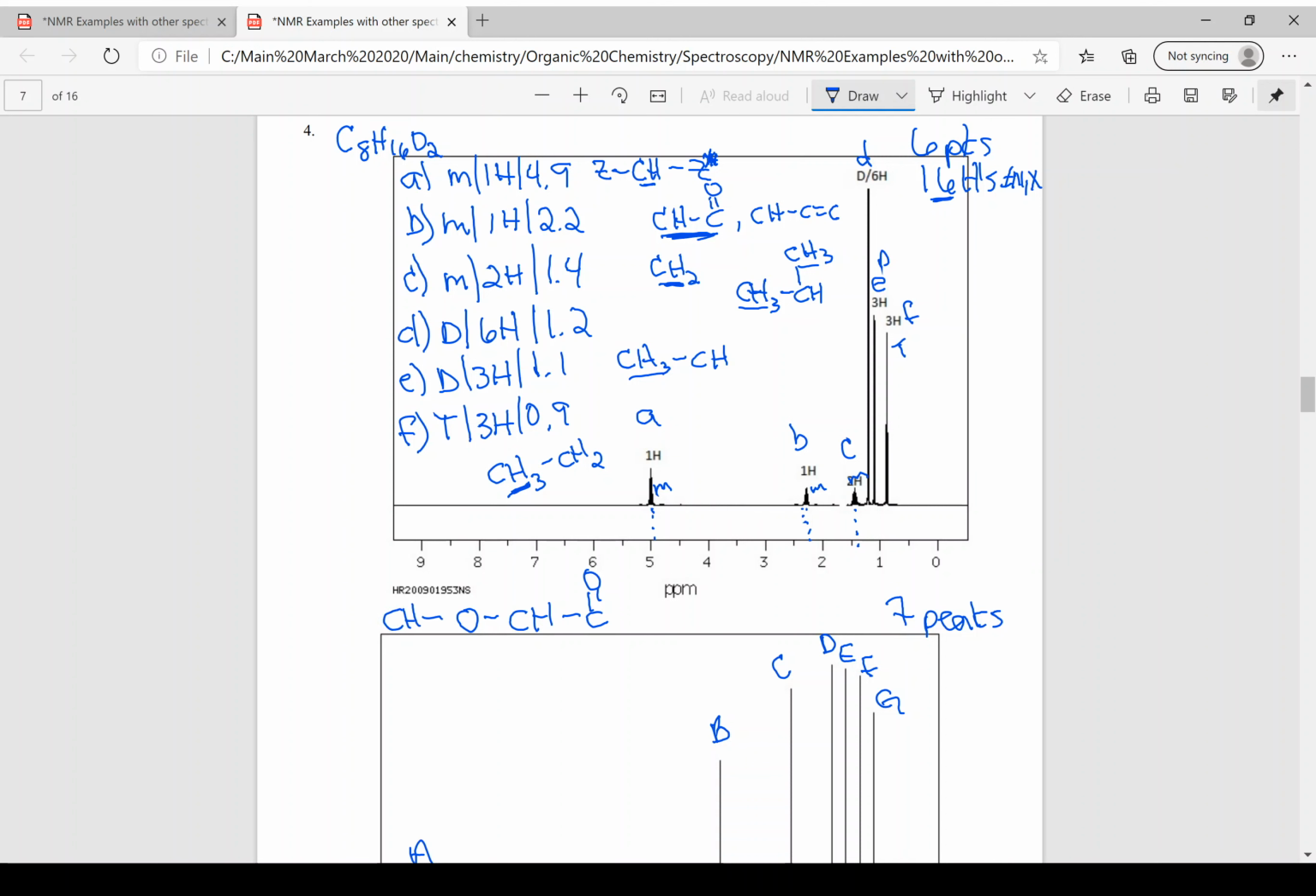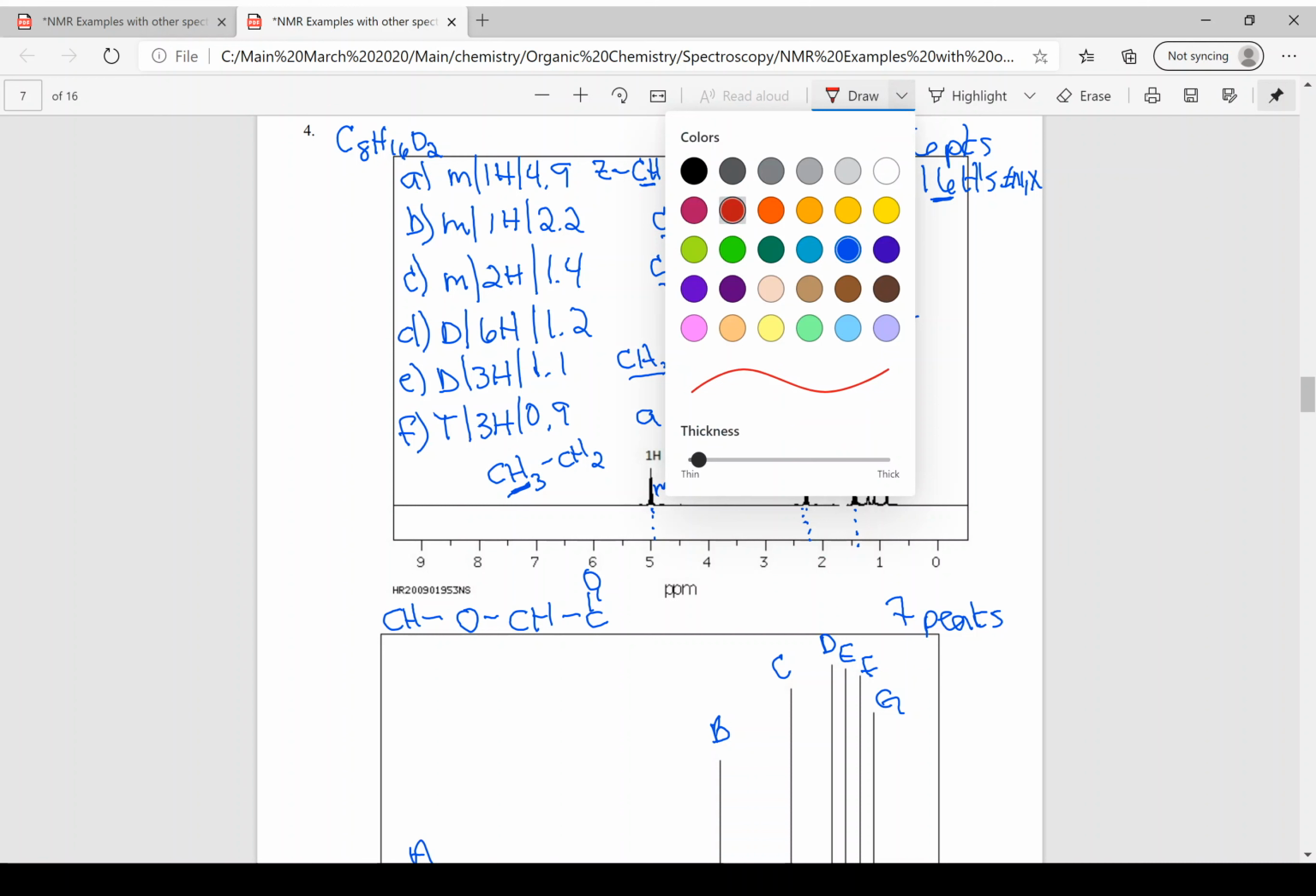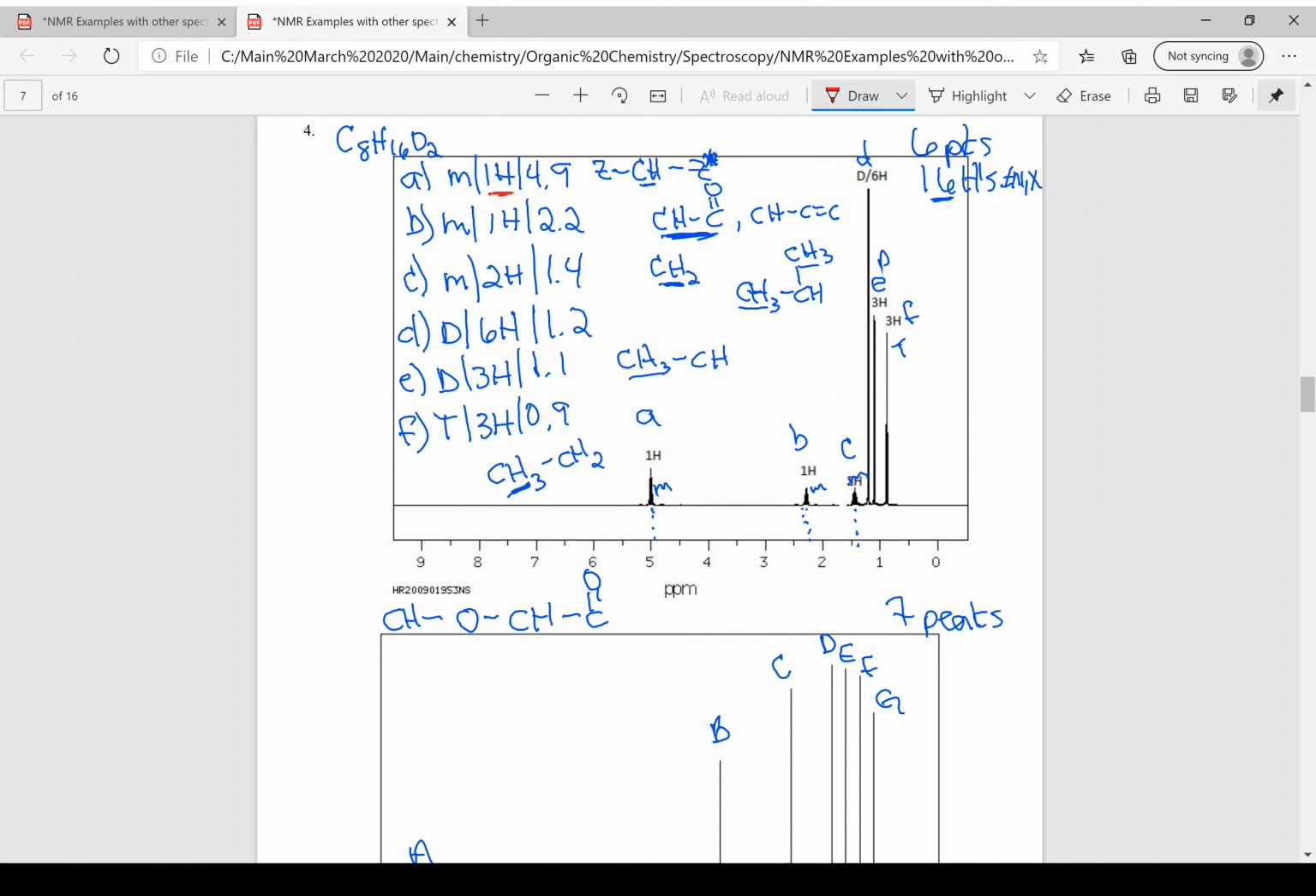Okay, I should use a different color here. Let's use red. All right, so I just used this one, and I just used this one. I put them together. So there's one of them, and there's one of them. This one is the one that I think is at 4.9. It's sandwiched in between the carbonyl and that oxygen.